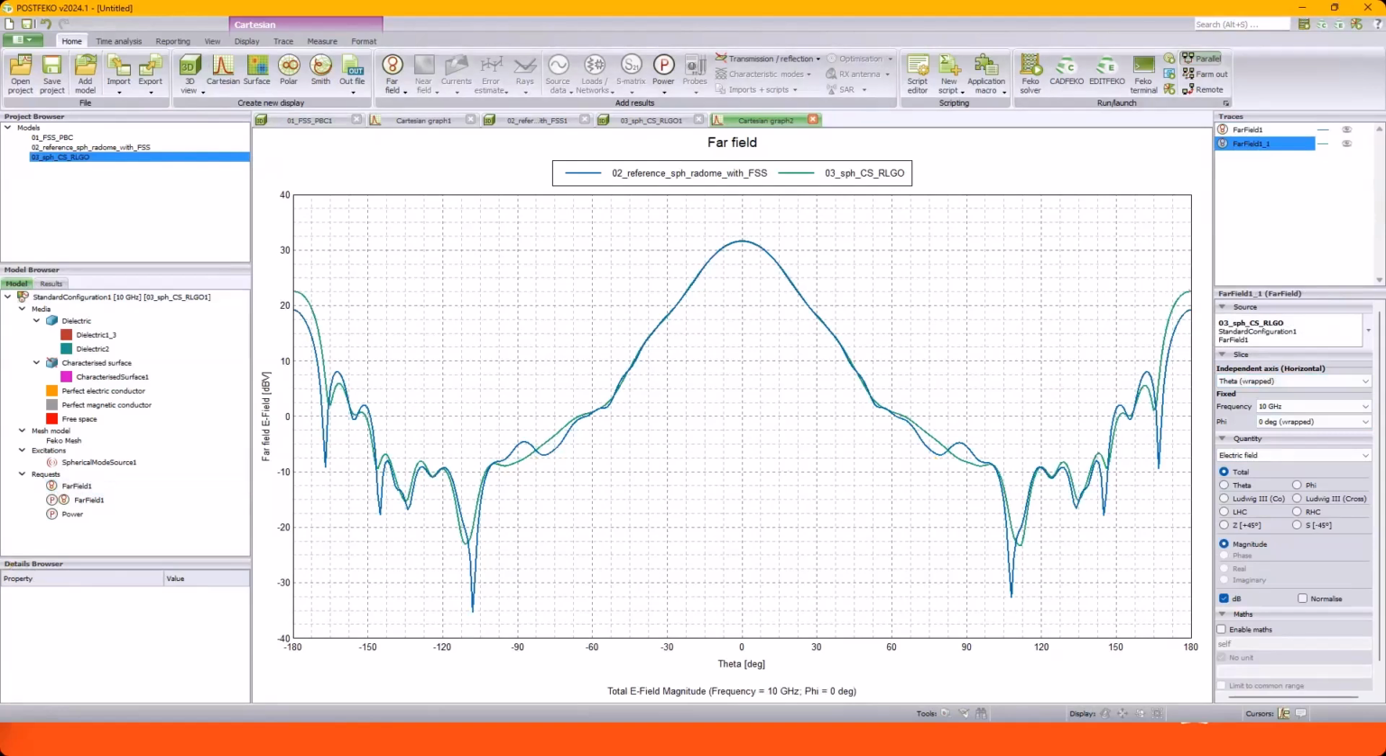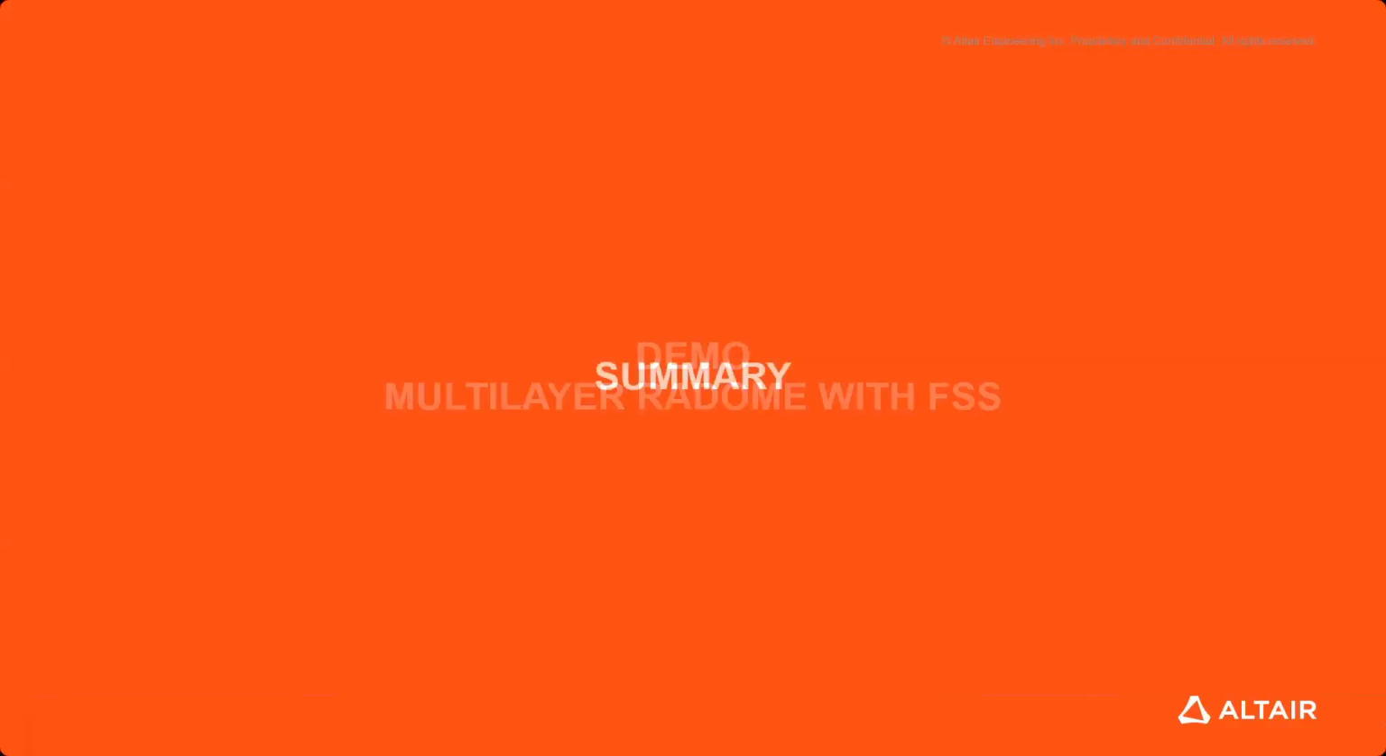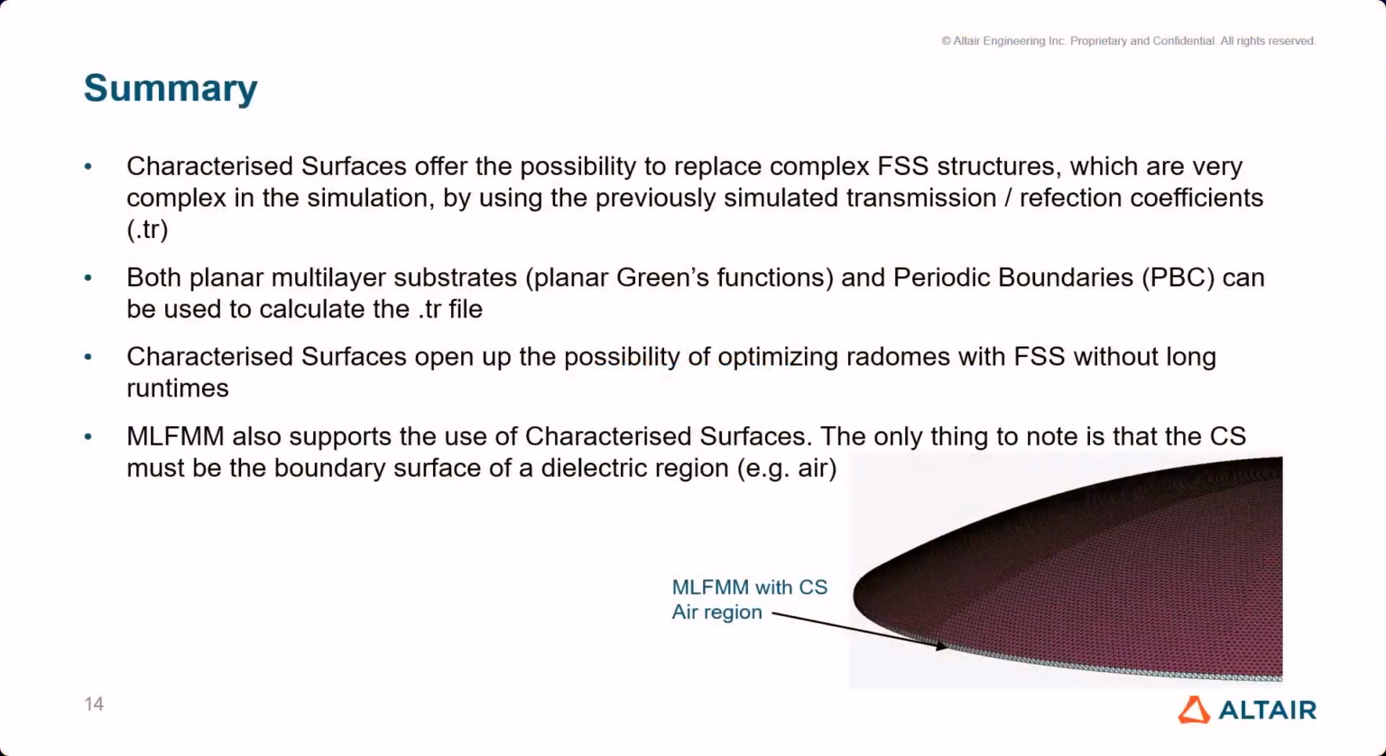All right, let's get back to the slides. Just a quick summary. Characterized surfaces offer the possibility to replace complex FSS structures. Obviously, that's the benefit here. You can use either planar Green's functions or periodic boundaries to calculate the TR file. One of the main benefits of characterized surfaces is having the opportunity to optimize radome shapes, which would not be possible with the actual physical modeling of the elements on the structure.